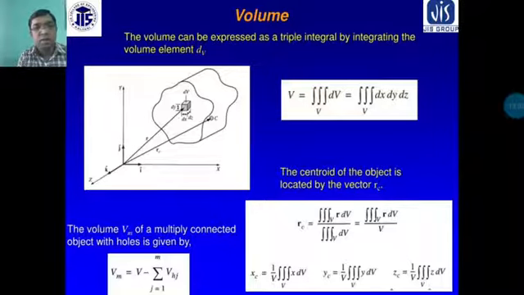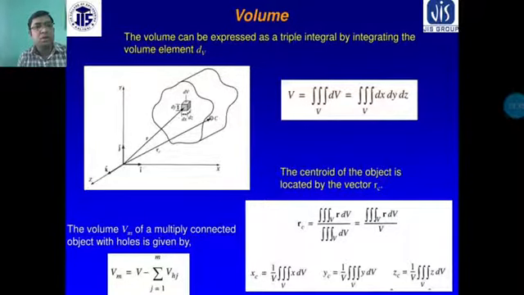The volume Vm of a multiply connected object with holes is given by Vm equals V minus the summation of Vj, j equals 1 to m, and the centroid of the area of the object is located by the vector RC.